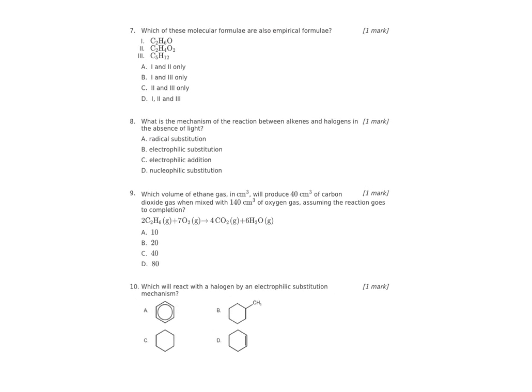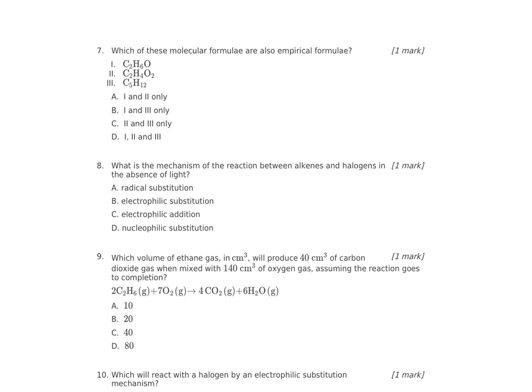Okay, question 7. Which of these molecular formulae are also empirical formulae? So remember, empirical formulae is your lowest whole number ratio. So can we reduce this whole number ratio? So 2 to 6 to 1. I can't reduce that ratio anymore. 2 to 4 to 2. I can reduce to 1 to 2 to 1.